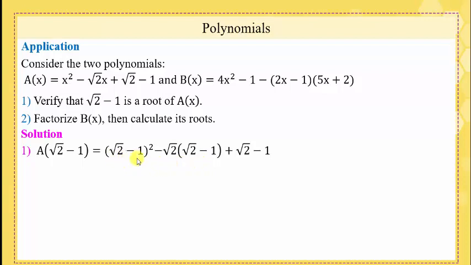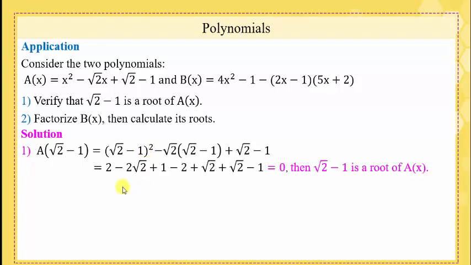We have radical 2 minus 1 perfect square. It is of the form a minus b perfect square, which gives a square minus 2ab plus b square. And then we multiply minus radical 2 by radical 2 to give minus 2, and minus radical 2 by minus 1 to get plus radical 2. Then we need to simplify it. We simplify plus 2 radical 2 with minus 2 radical 2, plus 2 with minus 2, and then plus 1 by minus 1, and the answer is 0. Then radical 2 minus 1 is a root of a in x.